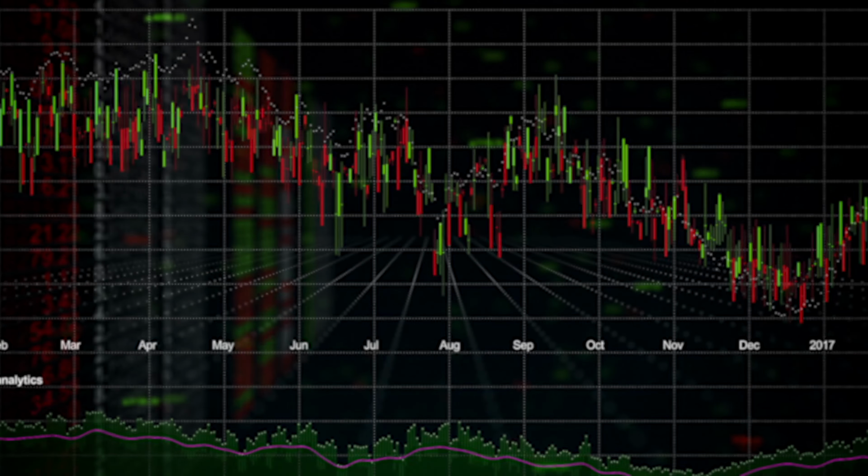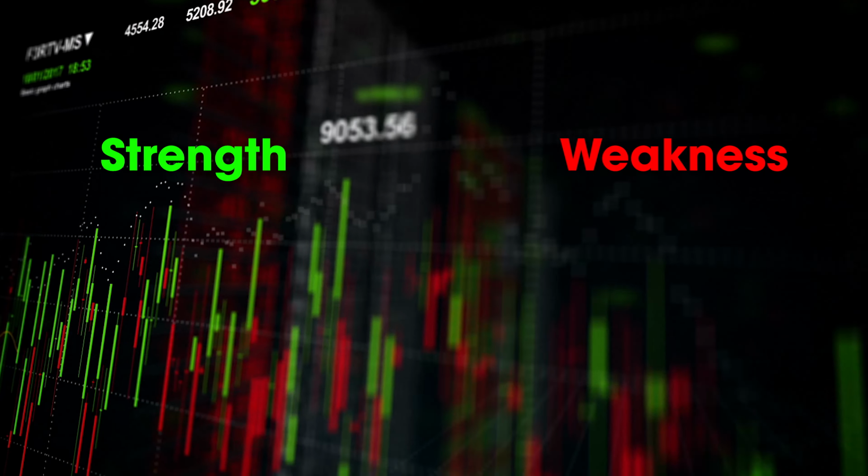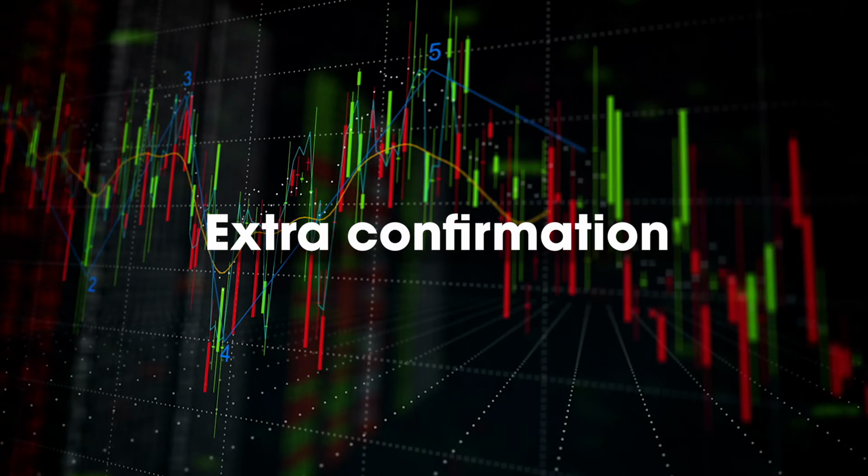Market breadth is one of the most important things to look at in intraday trading. The breadth helps you to gauge the weakness or a strength in the price movement and gives you extra confirmation.